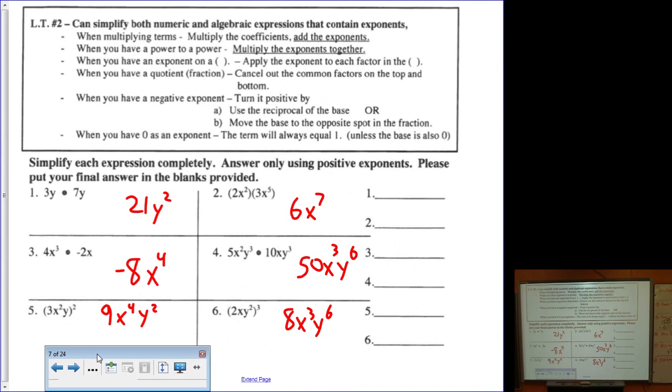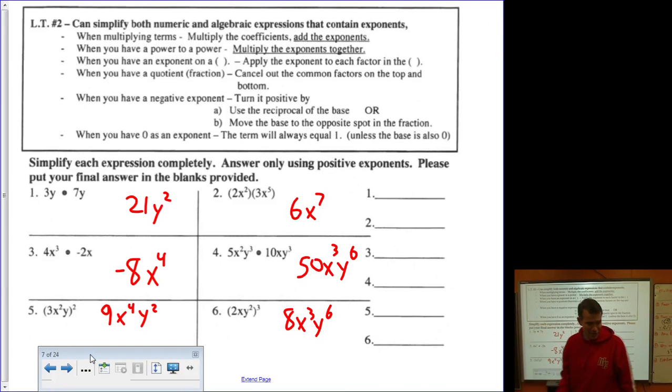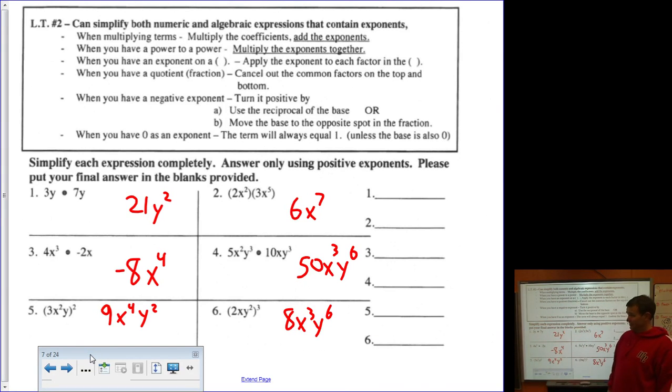All right. Here are the answers to the practice for the test, learning target number 2. Learning target number 2 is being able to use all of the exponent properties to simplify an expression that has exponents in it. All right? So I'm going to flash through the answers and then I'll talk about them.